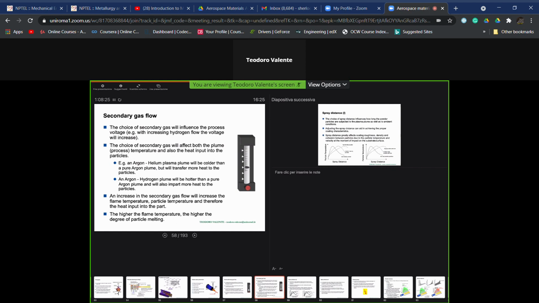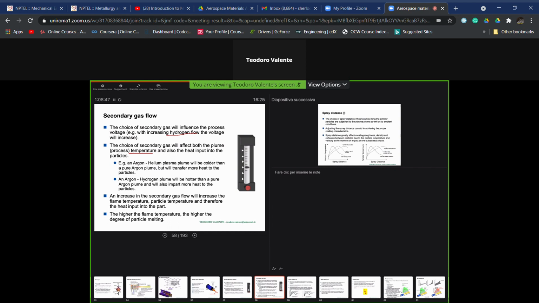For example, by using hydrogen, which is very commonly used, the voltage between the two electrodes will be increased. And so this can affect the plasma formation, and that can affect the plasma temperature, which is another important parameter because the plasma temperature controls melting.